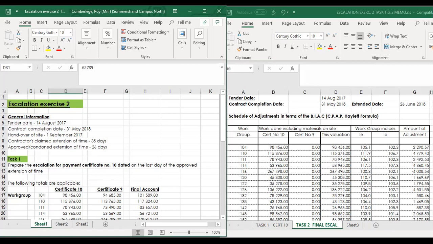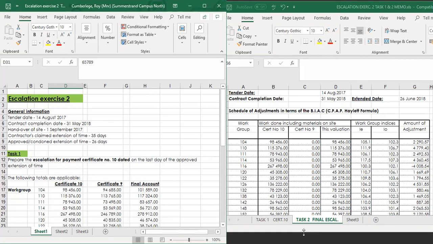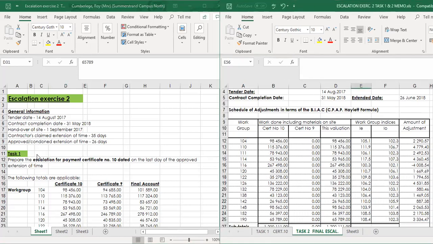If we look at task 1, which is the escalation at practical completion, that is certificate number 10 in this case. Let us look at the general information given. In this case, what is important is that the contractor is late on this project. He asked for extension of time. He claimed 35 days and only 26 days was given. So he's 9 days late.